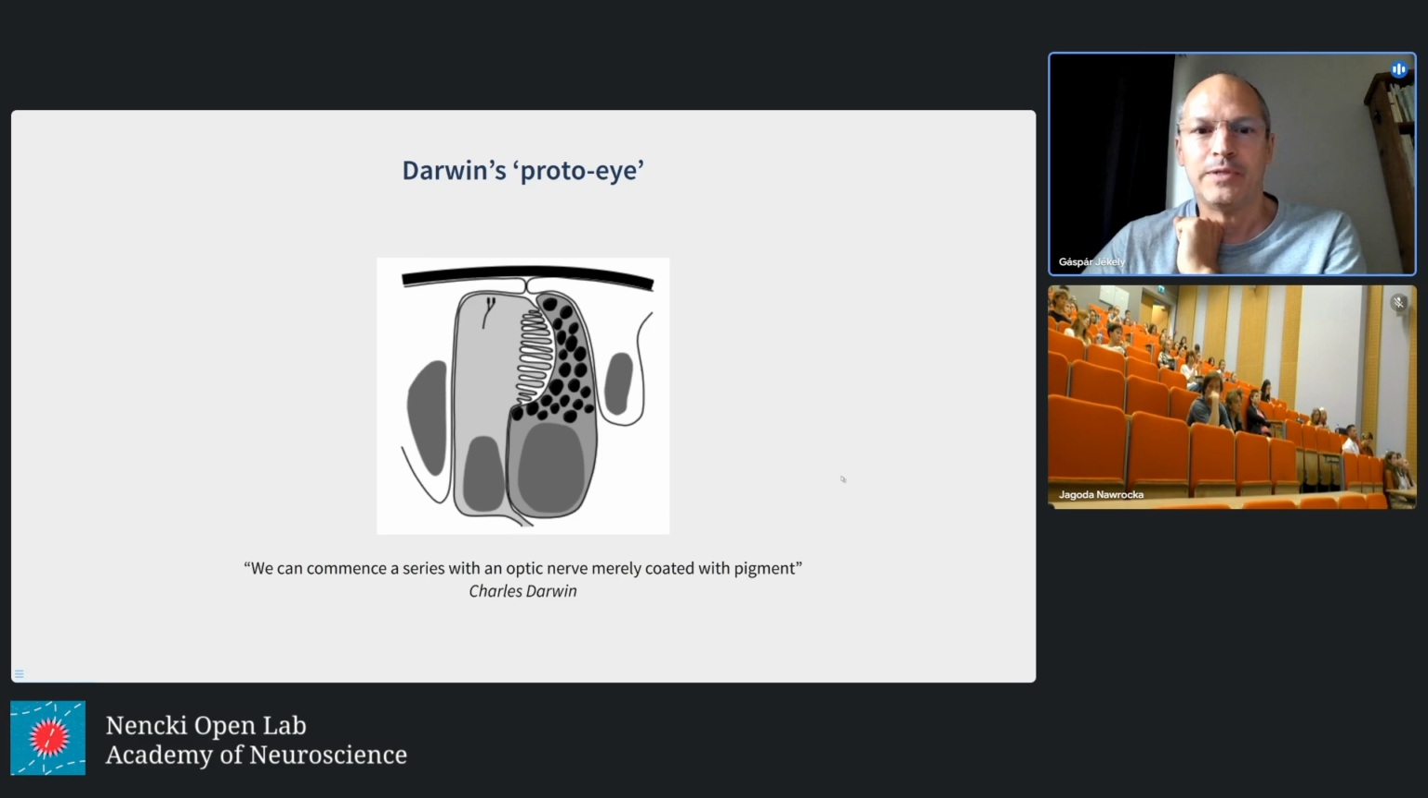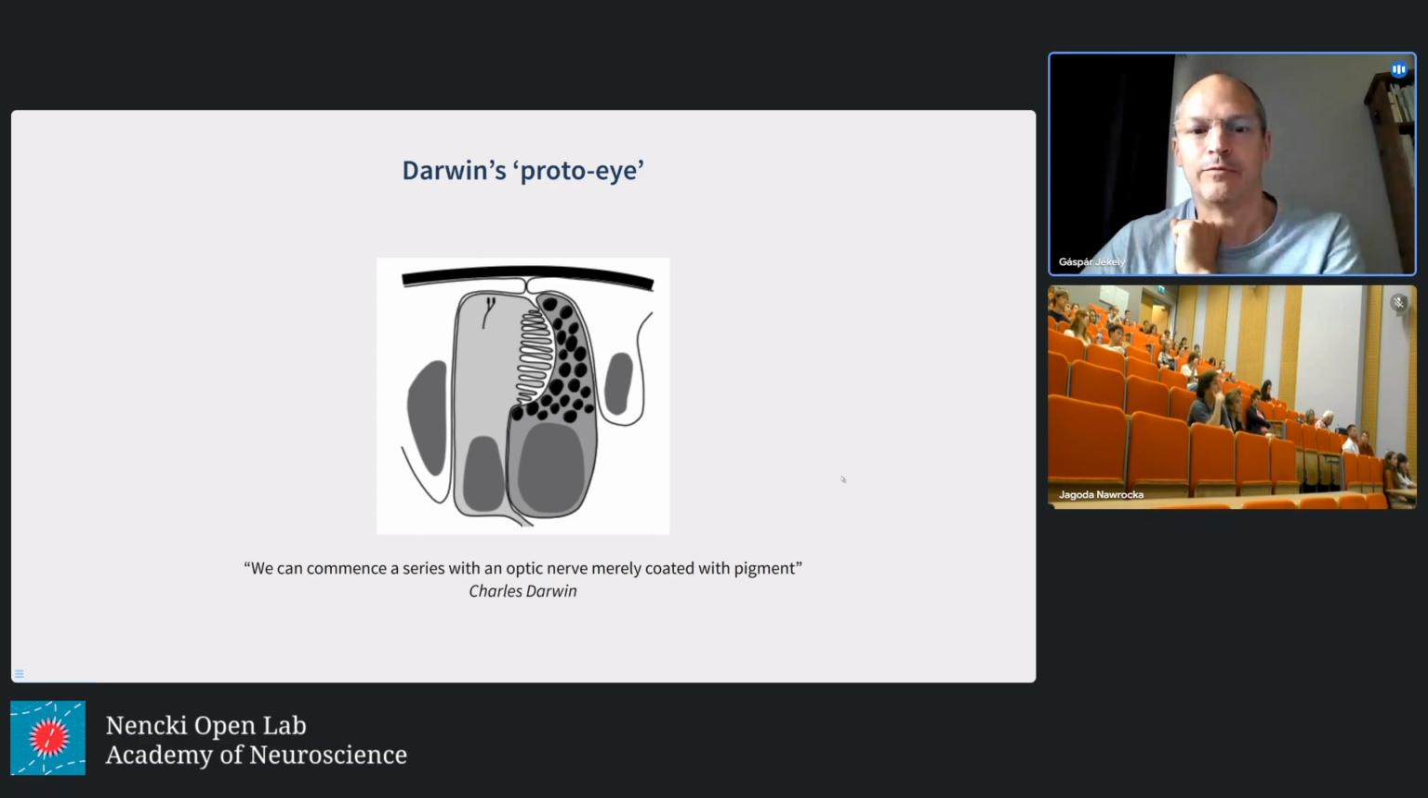And the idea of Darwin was that maybe initially there was just a very humble beginning, something that can be called Darwin's proto-eye, which was maybe just some sensitive area of an animal's skin, maybe with a little bit of pigment and an optic nerve, which was coated with pigment. And this could already give some animals some ability to sense light and react to light. And then through natural selection, we can get to the evolution of more complex eyes. So this proto-eye is a very interesting question in evolutionary neuroscience.